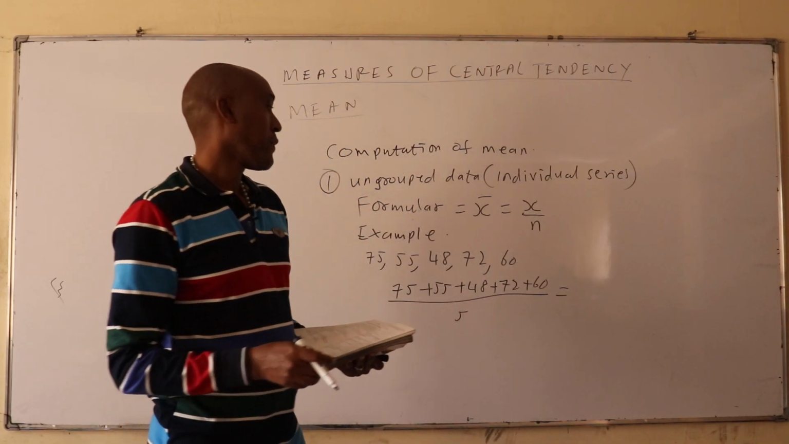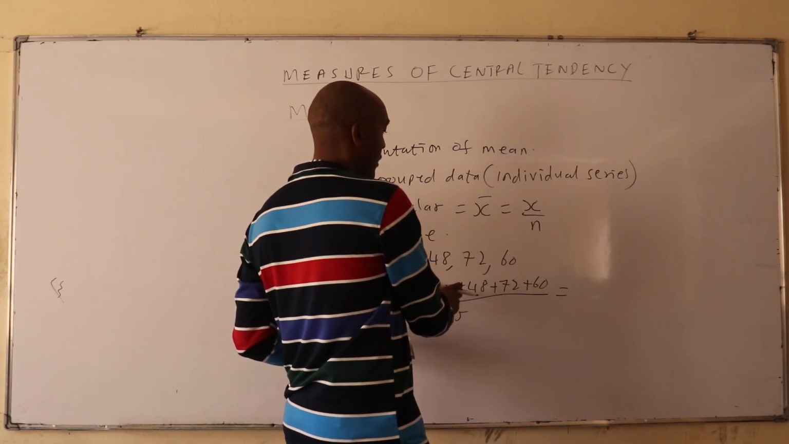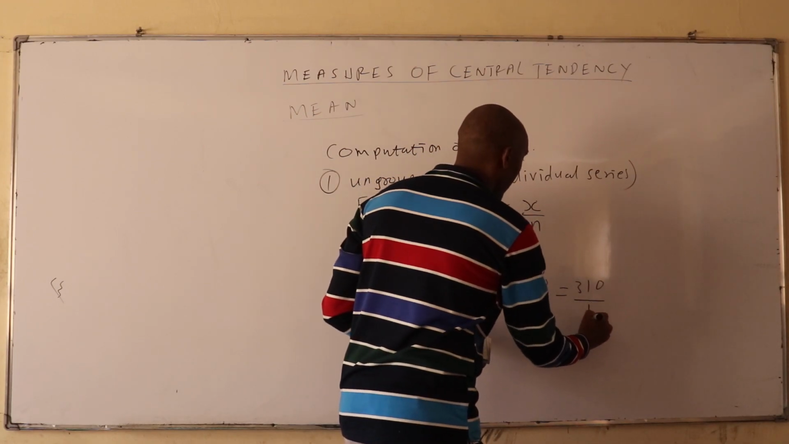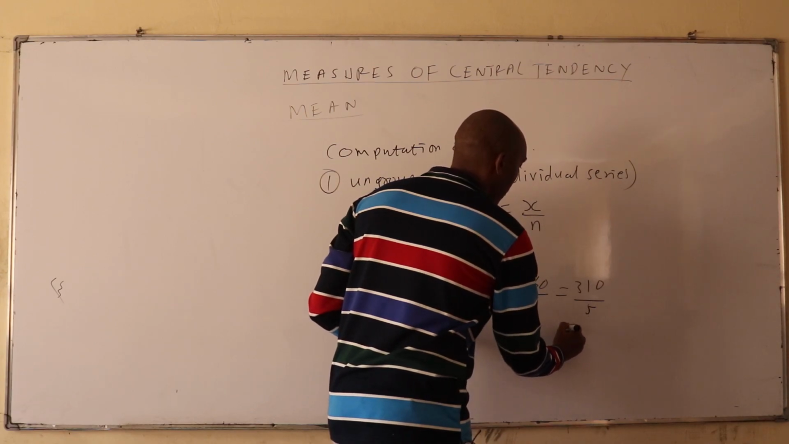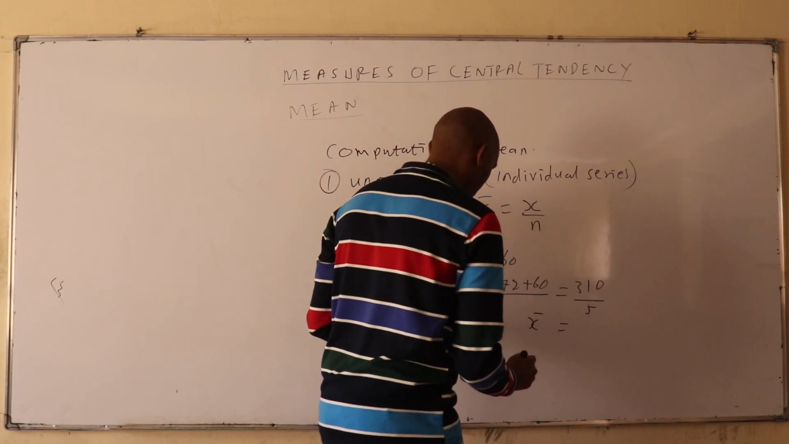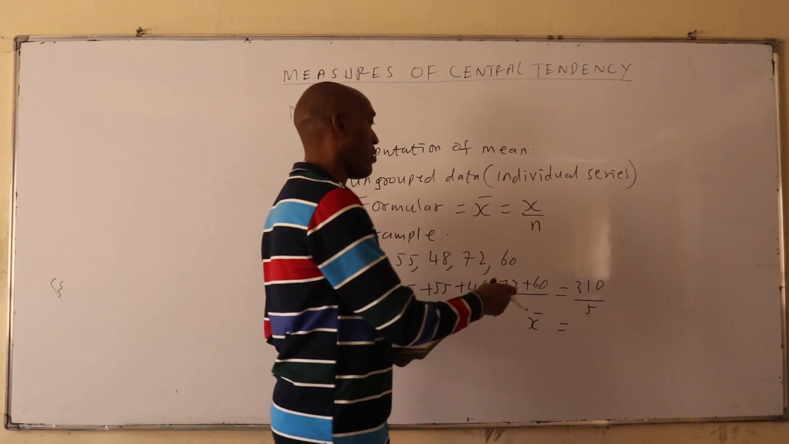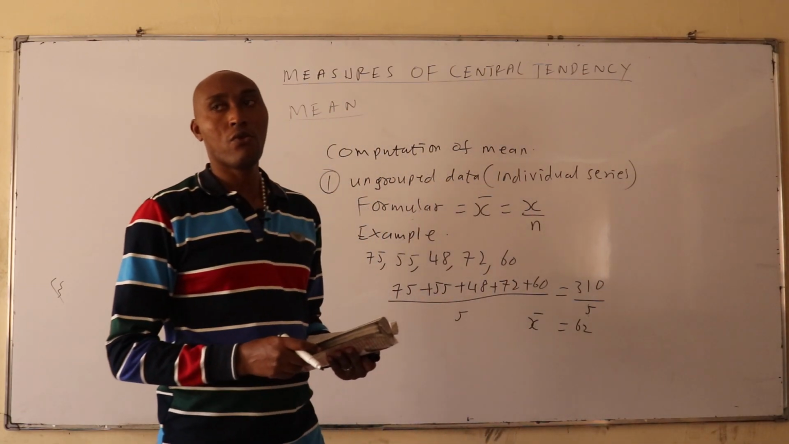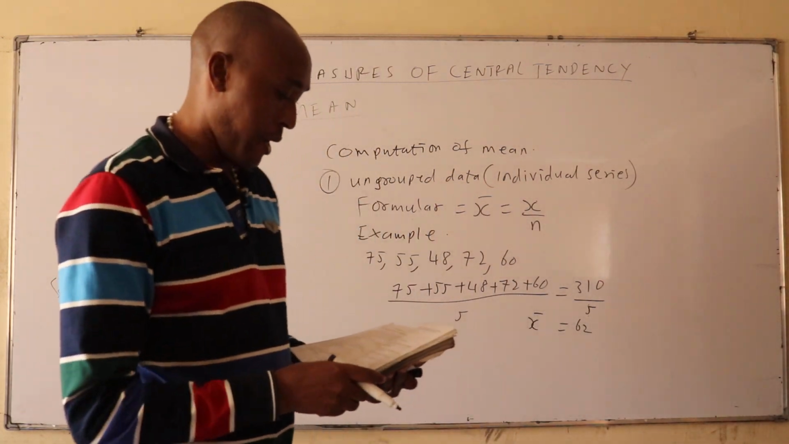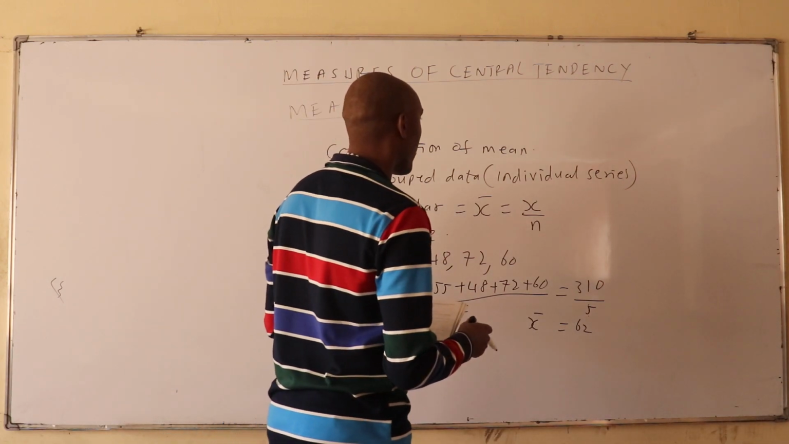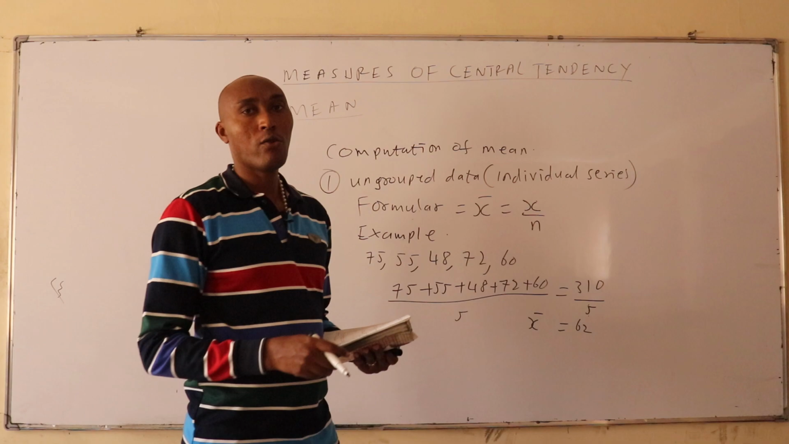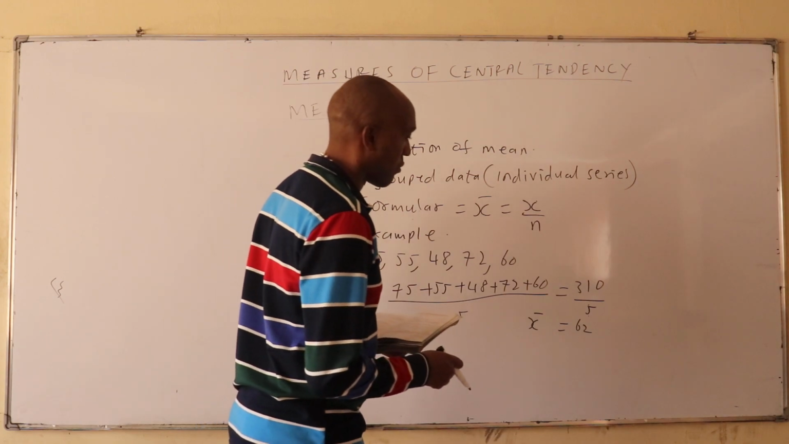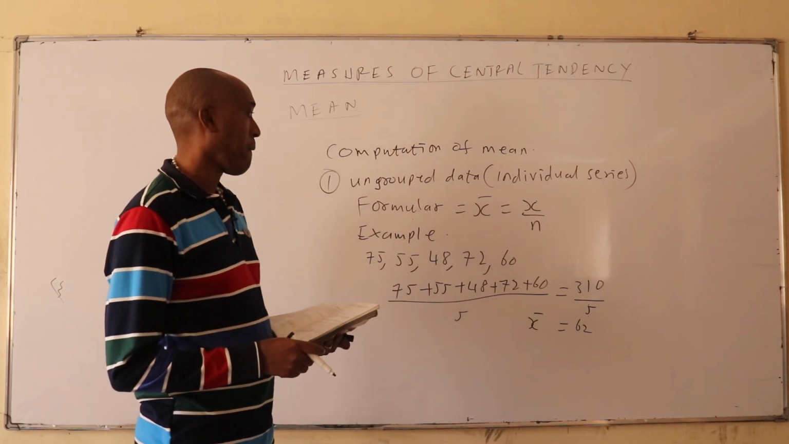So when you add all of these together, we get 310. We divide by 5. Therefore, our answer, mean, is equal to 62. When you divide 310 over 5, you get 62. So our mean for that question is 62. So that is pretty simple when we are calculating mean for an individual series. I hope everybody has copied down.